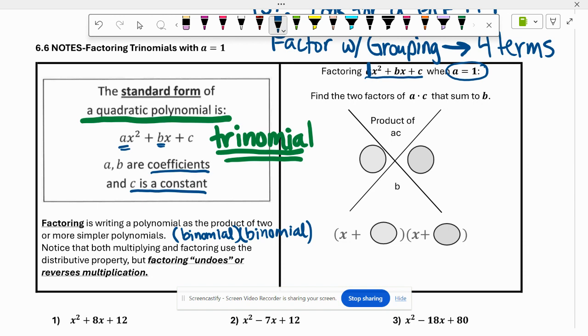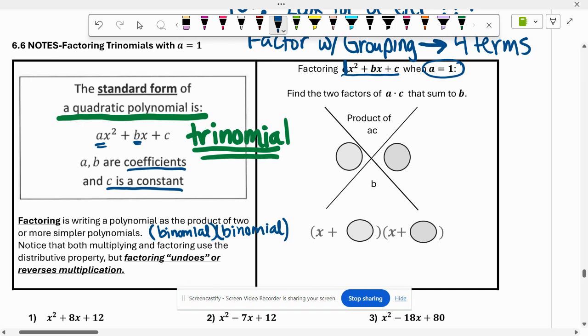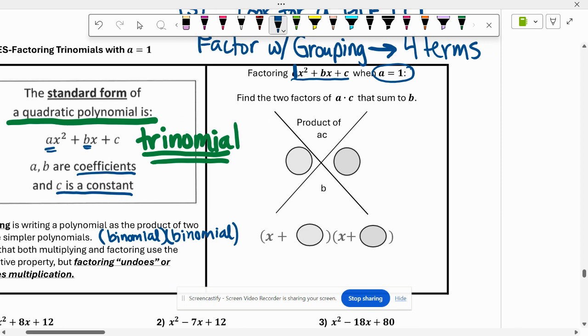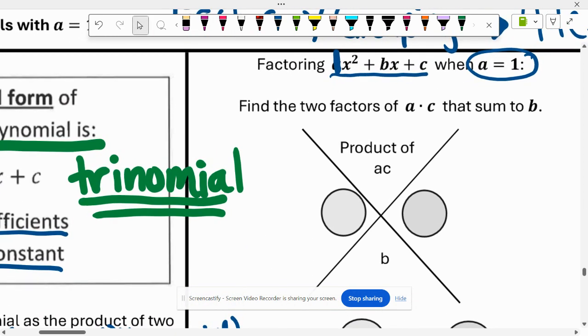If the number in front of the x squared is a 1, do we typically write it? No, we don't even write it. So I'm going to make a trinomial that we're going to factor, nice and big so I can fit it in here. We're going to try to factor the trinomial x squared minus 3x minus 54.